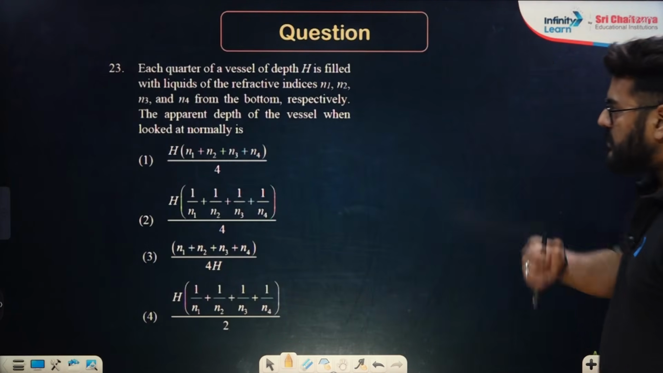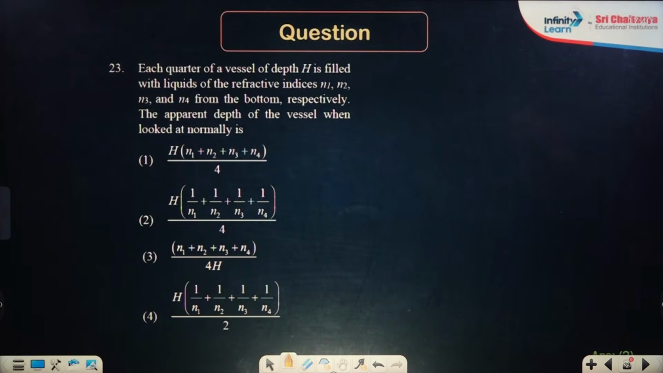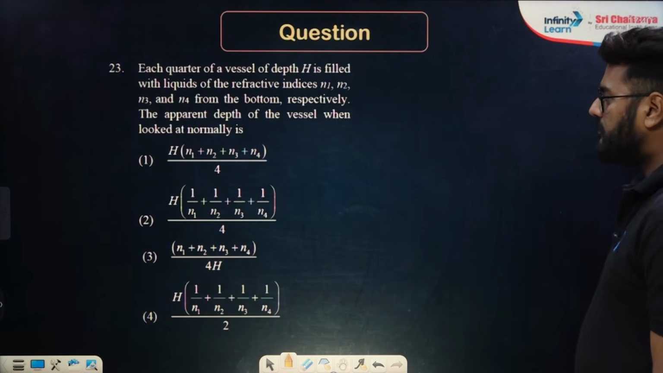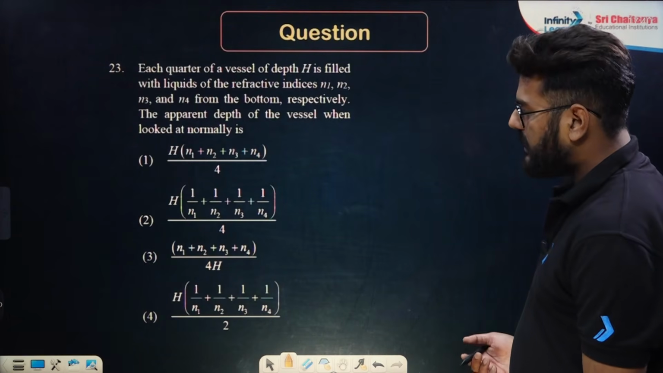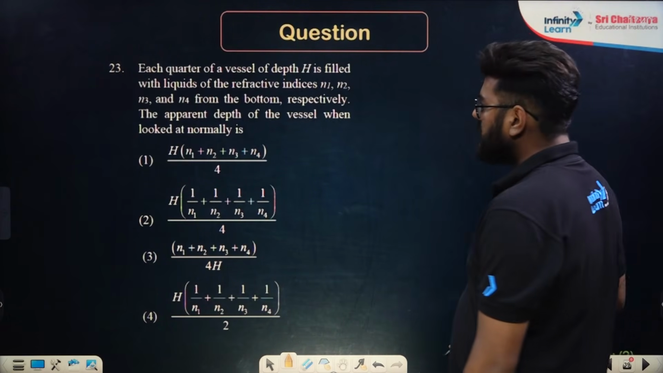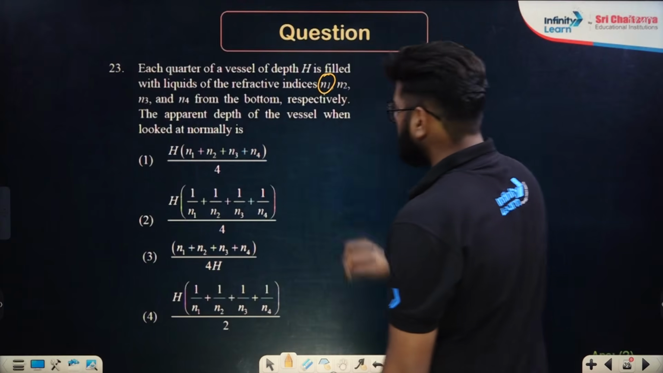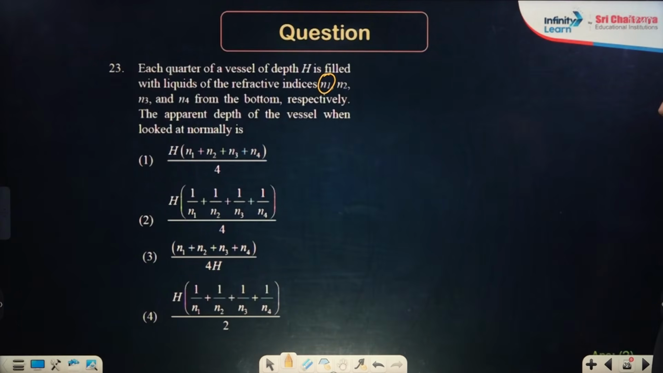Next, each quarter of a vessel of depth h is filled with liquid of refractive index n1, n2, n3 and n4 from the bottom respectively. The apparent depth of the vessel when looked at normally will be equal to. So there is a simple technique to find this out over here. You can just consider that there is only one liquid and try to match the answer.